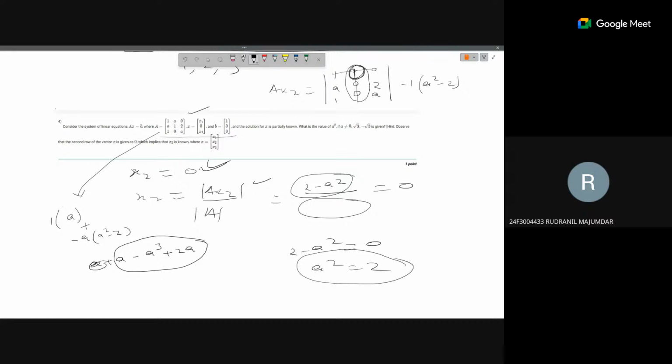Yes, sir. Actually I have solved it, but not this way. I have created the equation and found the value of a and squared it. Is it okay, or can we go with this method?